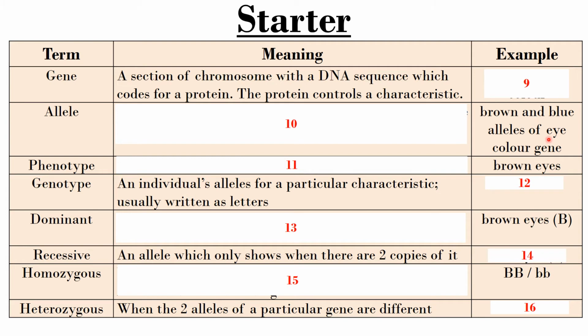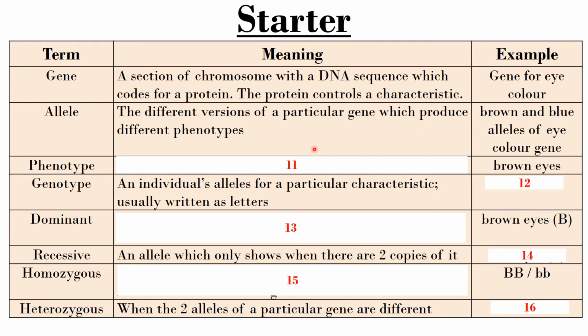So the first one, the gene, you're working from what's down here. So the gene here is for eye colour. And then allele, the definition is the different versions of a particular gene, and they produce different phenotypes. And then phenotype, 11, the clue here tells you the example is brown eyes. The phenotype is the physical characteristics. And then genotype, the individual's alleles for a particular characteristic, usually written as letters. So for 12, you could just have anything there. Well, big B, big B, big B, small b, small b, small b would be okay, but I suppose even if you had two letters there, it's correct.